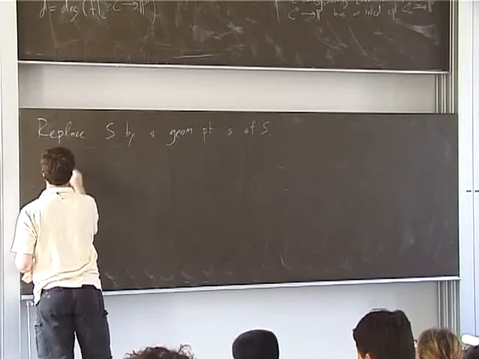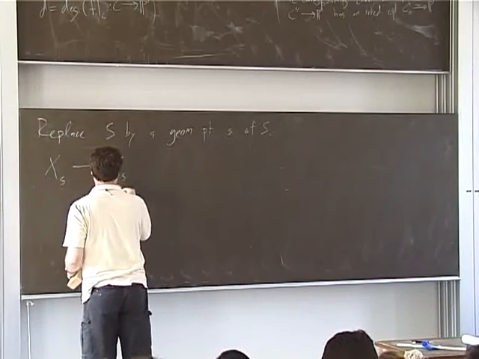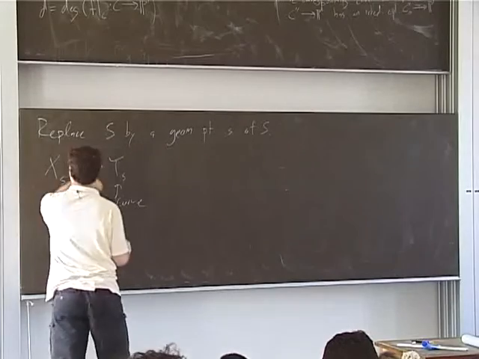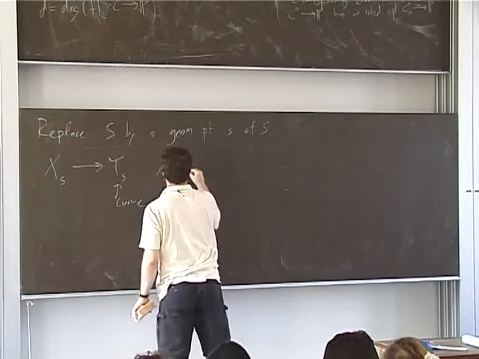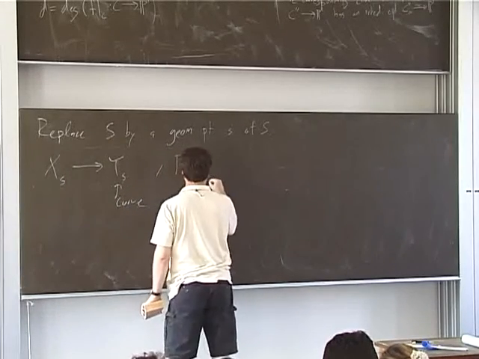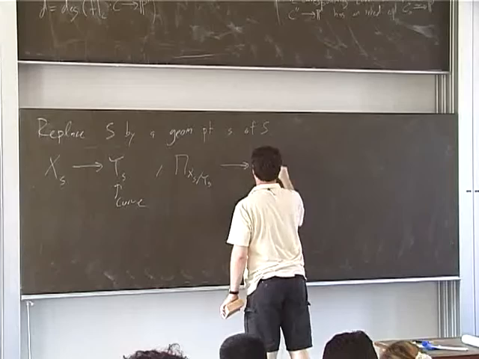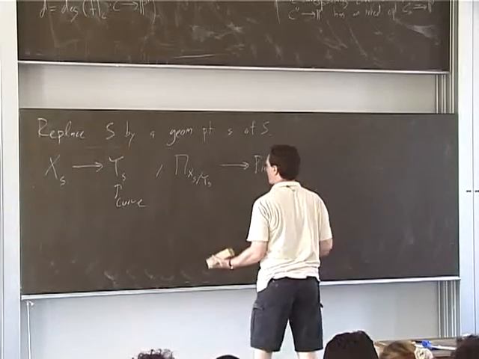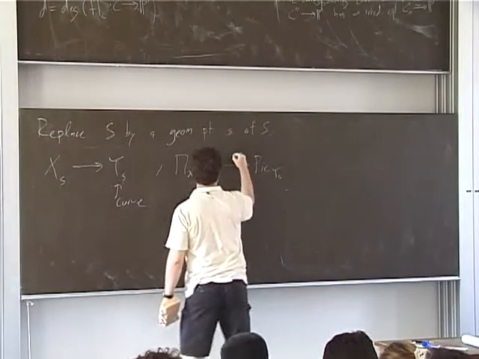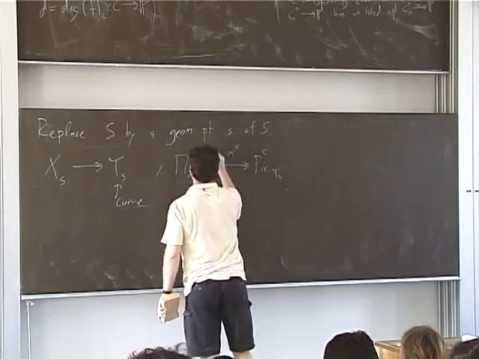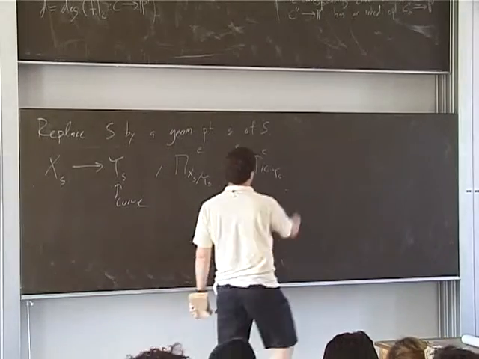So now we have X_S to Y_S, and this is a curve. So now we have this fibration over a curve. We have this pi from X_S, Y_S to Pic of Y_S. So this is the Jacobian of some curve. We have this alpha map here. So what is this? Well, this is now where I'm going to cheat.